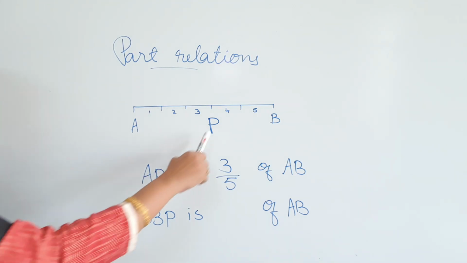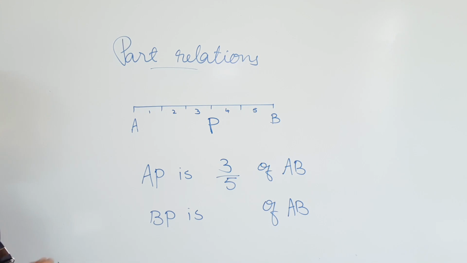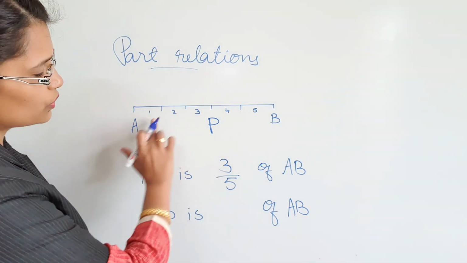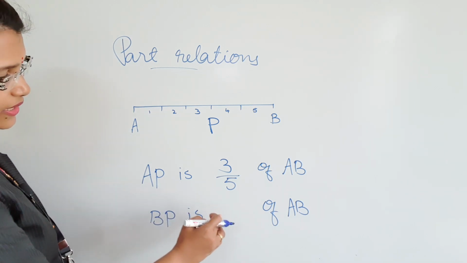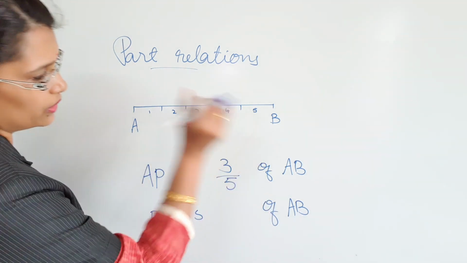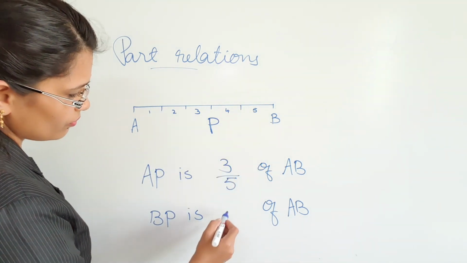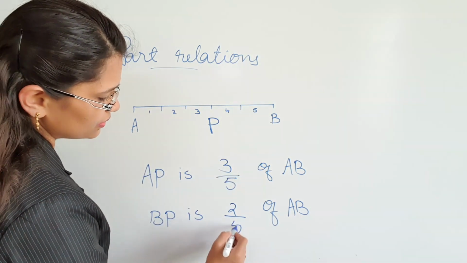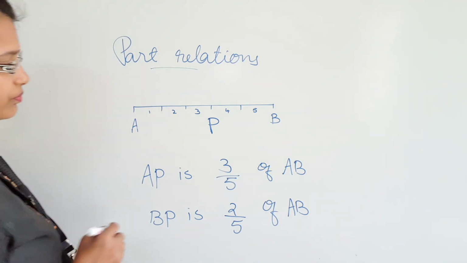Then what about BP, children? BP here is 2 equal parts only, right? But the total 5 equal parts are there. So BP is dash of AB. So BP is how many times of AB? 2 by 5. Is it clear, children?